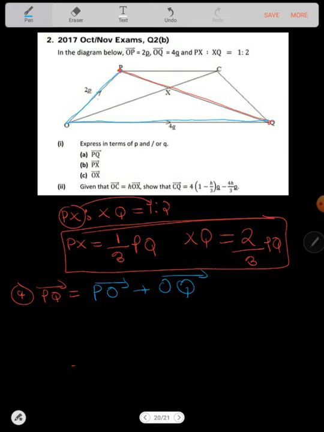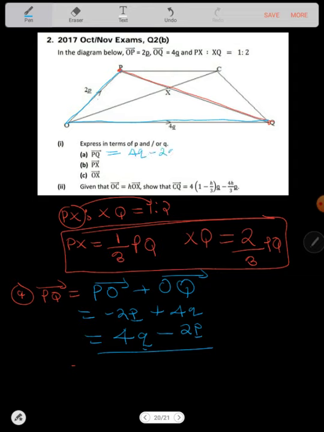Now when you look at the direction PO, it's opposite to the direction of OP. So this makes it negative 2P, plus this is positive 4Q. This is the same as 4Q minus 2P. So keep in mind what we found here. Let me just write it here: 4Q minus 2P.